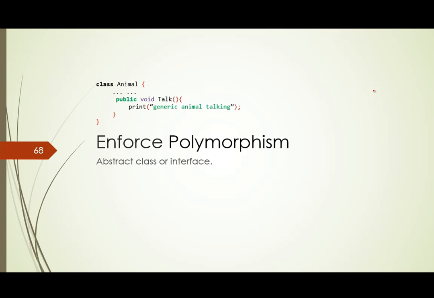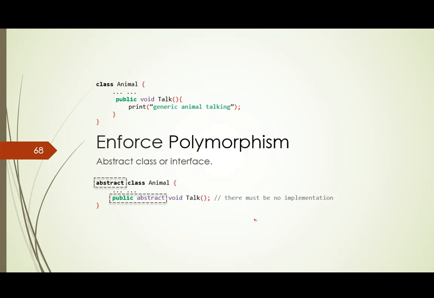So let's say you have a class and you really want to enforce the polymorphism of this talk method. How can you do it? You can do it with an abstract class. Just put the abstract keyword in front of your class and make a method public abstract, so that it must be implemented by the developer who implements the class or inherits from this class. That's how you're going to enforce the polymorphism.